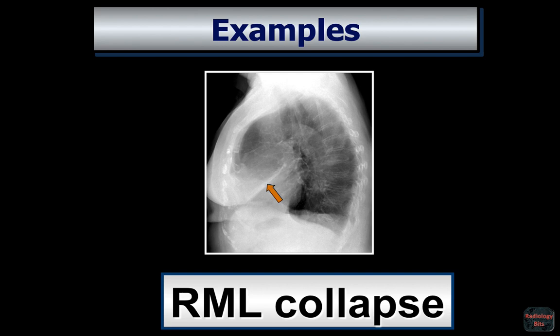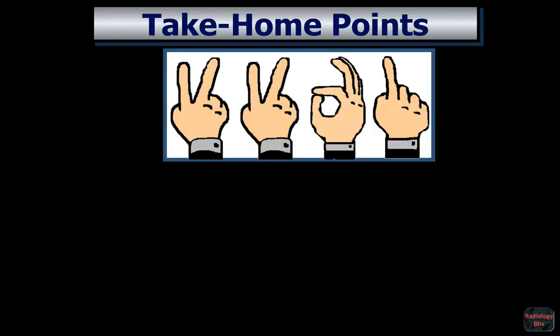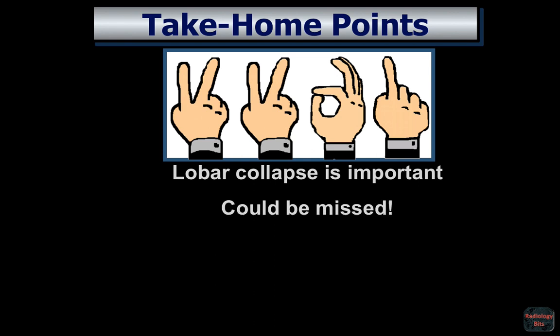From this case, you learned that right middle lobe collapse is not really associated with lots of structural shifting, and that's why it's a difficult collapse to detect. If you don't want to miss it, make sure to look at the lateral chest radiograph. Now, what are the take-home points from this lecture? First, lobar collapse is a very important entity. Sometimes it's easy and sometimes it's more difficult. This could be missed if the collapse is difficult, severe, or long-standing.